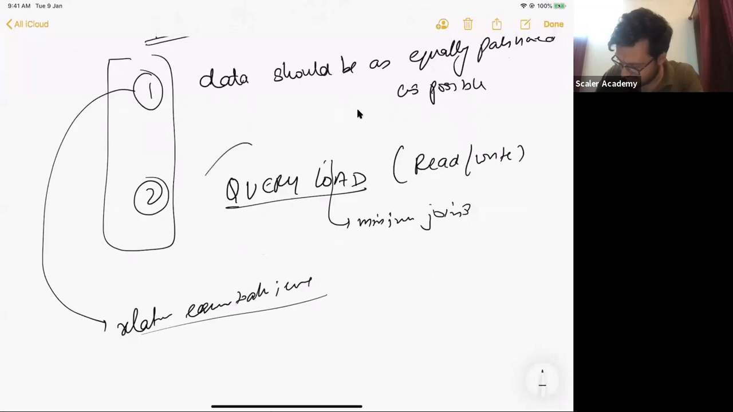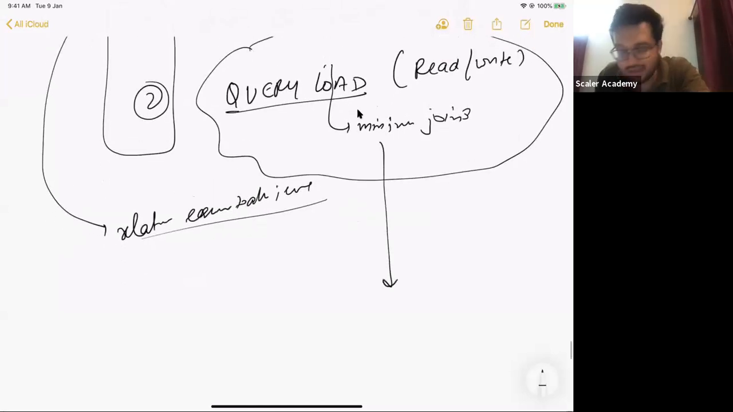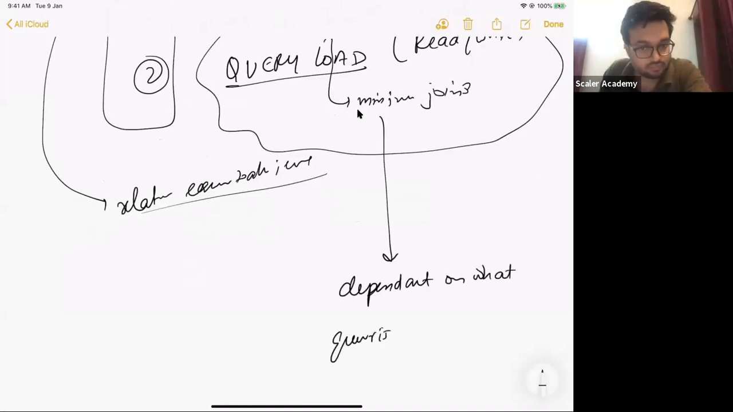But this other thing, in our database layer, is another very, very important thing that we must consider. And this is something for which you do not have a global solution, because this is dependent on what kinds of queries you have. This is dependent on what queries your system is going to see. Does that make sense to everybody?